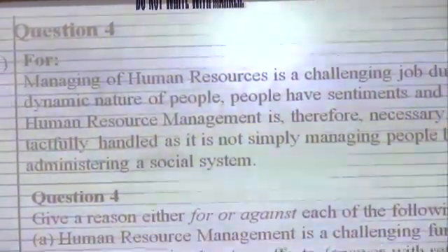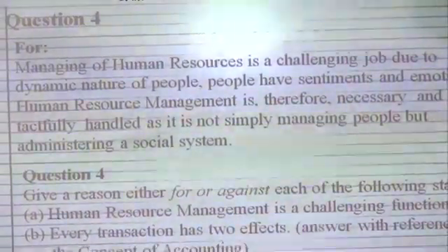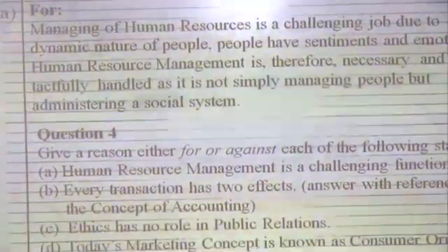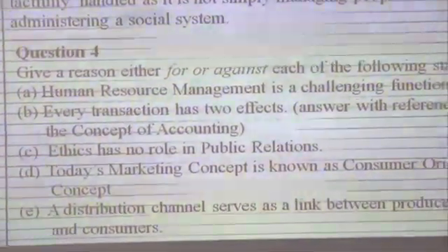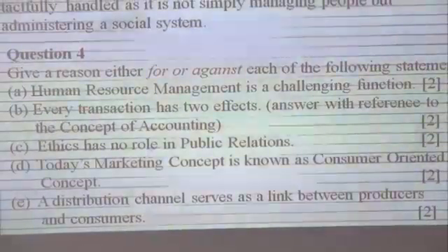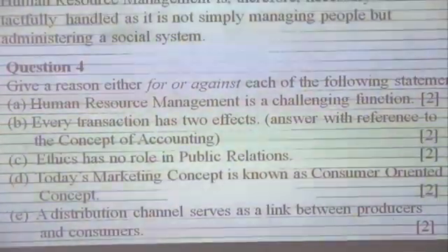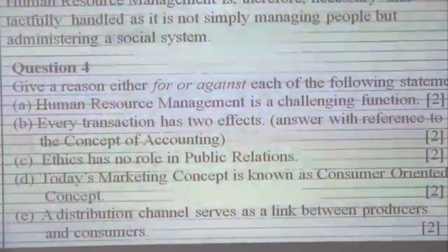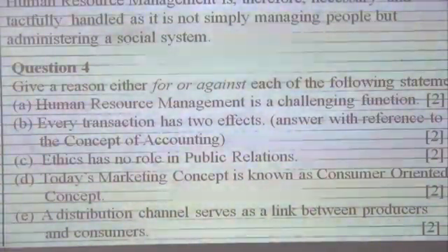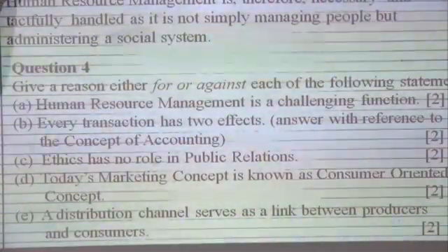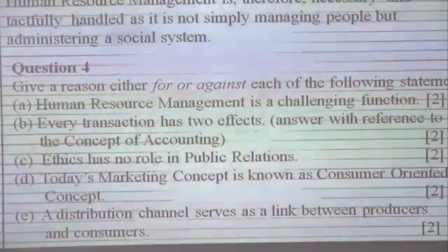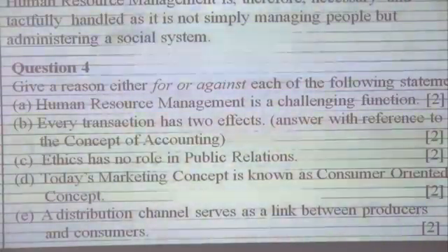Now here I am showing you how to write the answer for the question. Give a reason either for or against each of the following statements. Here 5 statements are given to you. Here you may write the answer for, that means true, or against, that means false. Like here, human resource management is a challenging function. Is it true or false? Okay? If it is true, write down the word for. You can underline it and give the explanation. And this explanation should be the relevant one. Do not beat about the bush. Give the right answer, the relevant answer, okay?